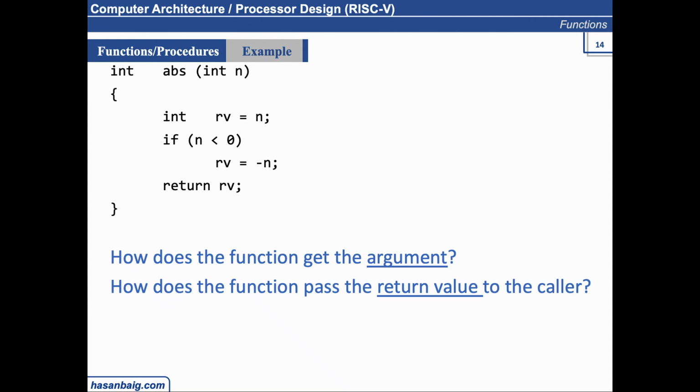But let's see this example. We have a function written here in C language. If you are already familiar with C language, you know how function definitions are written. So int abs is the name of the function. Assume that this is the same machine.